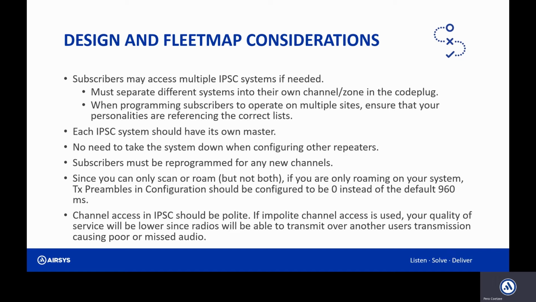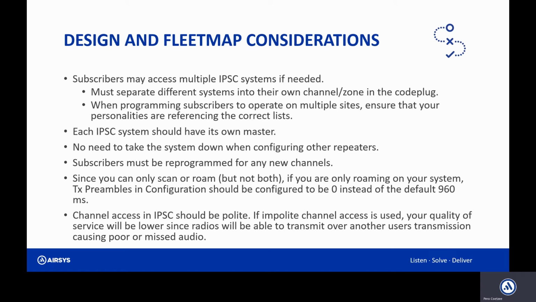So let's say you've got a 5-site IP site connect system and you would like to add another repeater or another site. You don't need to take the system down. You can program the peer repeater, put it on the new site, connect it up to the network, and that will then perform a link establishment with the repeater, and the repeater will be aware of the new site. But naturally, the subscriber radios must be programmed for any new channels, because they won't be aware unless you physically program those new channels in.